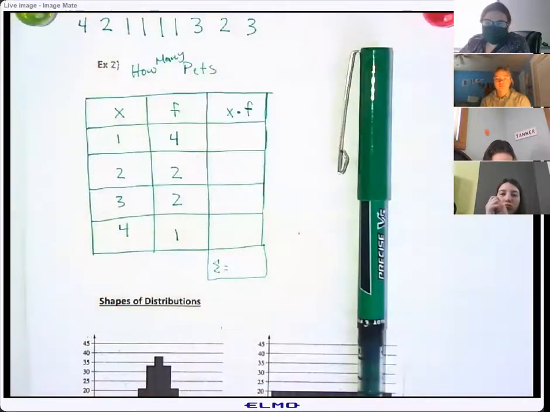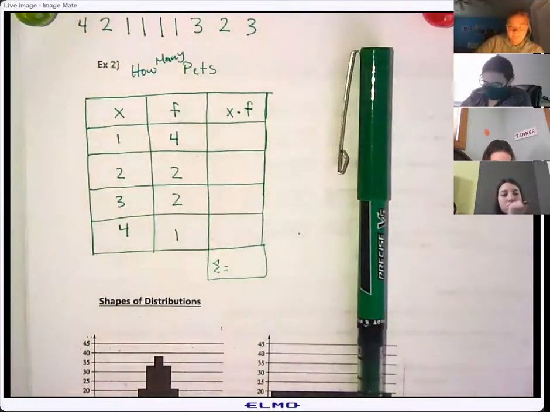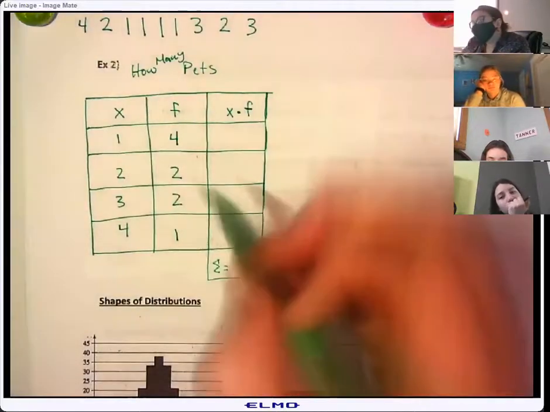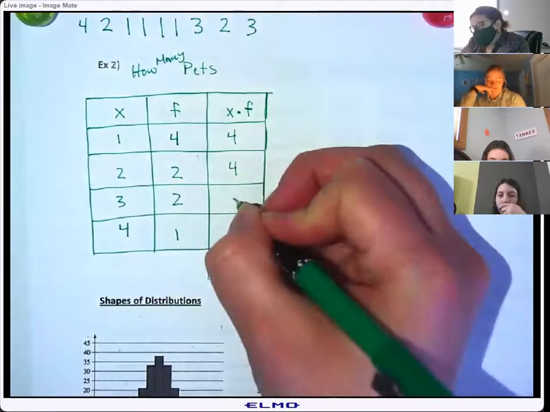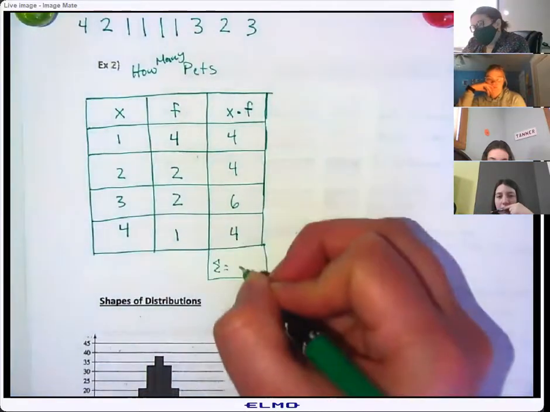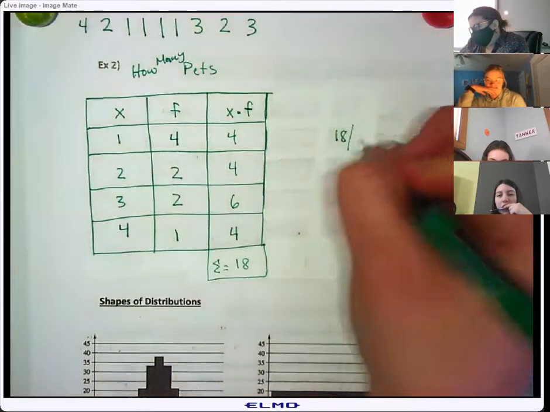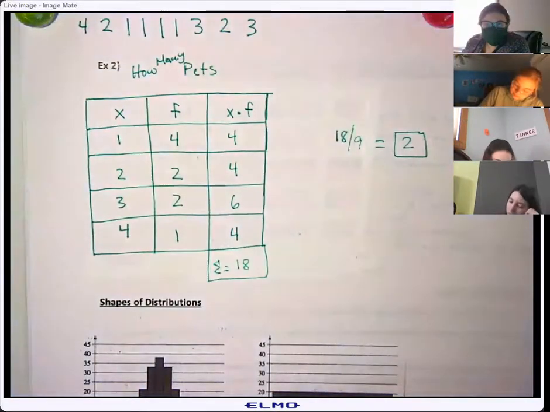All right, who's gonna do this one? All right, because Megan and Chris have already won, I wanna give it either to Mitchell or Caitlin. Caitlin, you're 1, Mitchell is 2. Yep. So the average is 2. Everybody get that? 2 pets, pretty easy.